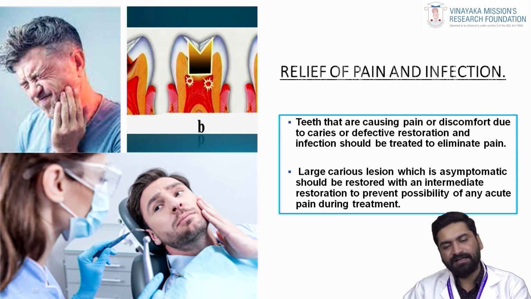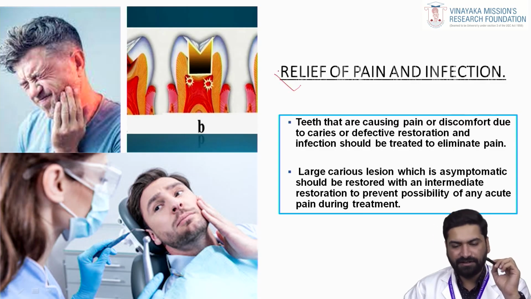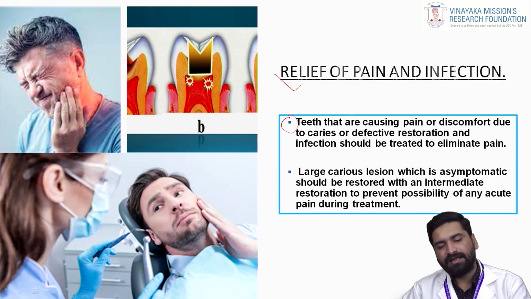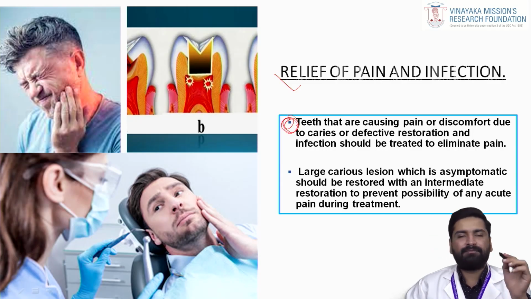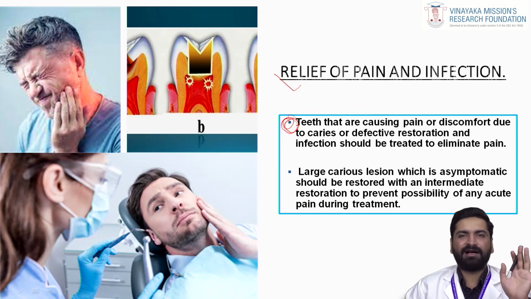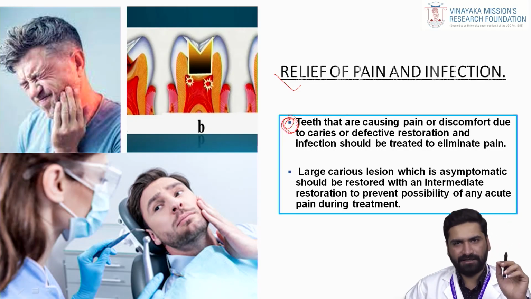So first thing is relief of pain and infection. If the teeth are causing pain or discomfort due to caries or any defective restoration, that should be eliminated first. See, a patient is coming with a complaint of pain. You are seeing there are several teeth missing. You cannot directly jump onto giving him a cast partial denture or a removable partial denture.